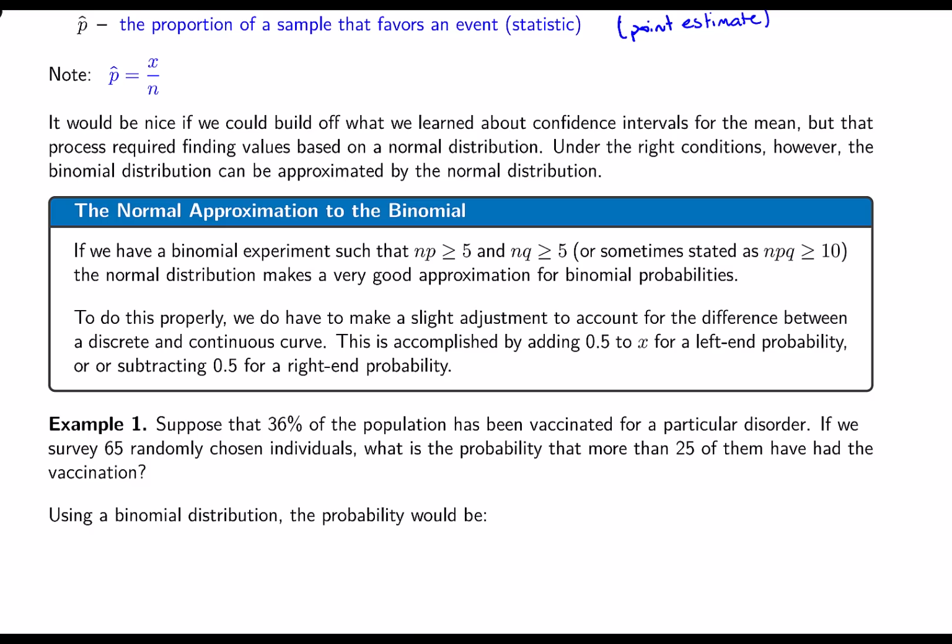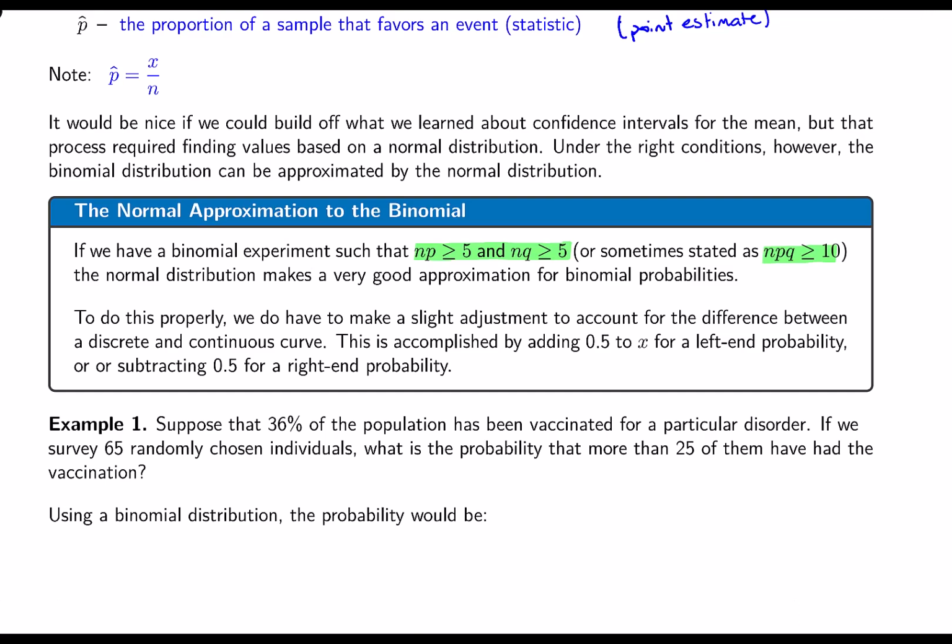It says that if you have a binomial experiment such that n times p is greater than or equal to 5 and n times q is greater than or equal to 5. Now, these rules right here are not always agreed upon. Sometimes you'll see the rule as n times p times q has to be greater than or equal to 10, or n times p has to be greater than or equal to 10, and n times q has to be greater than or equal to 10 instead of 5.